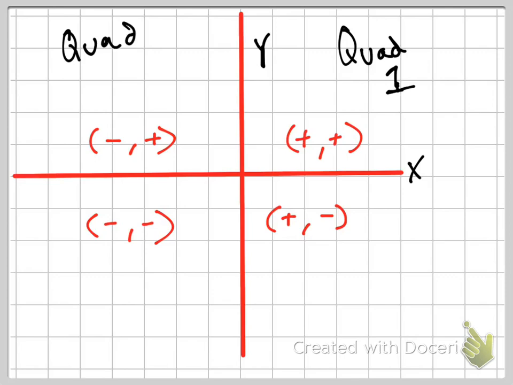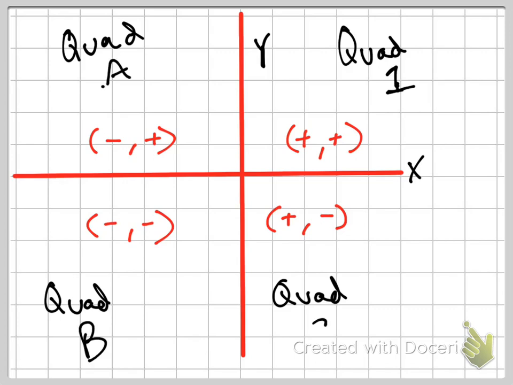Where is quadrant 2? Oops, I'm spelling it wrong. Quad. Where is quadrant 2? Is it A, B, or C? Nathan says A, Izzy says A, Carmen says A, Isa says A. Yes, this is quadrant 2. This is quadrant 3. This is quadrant 4. It goes around counterclockwise like that. There we go. Now, that's all there is to that.